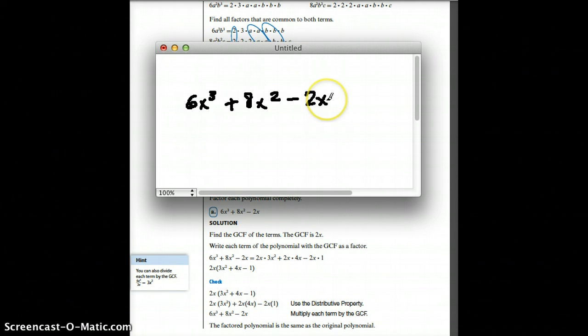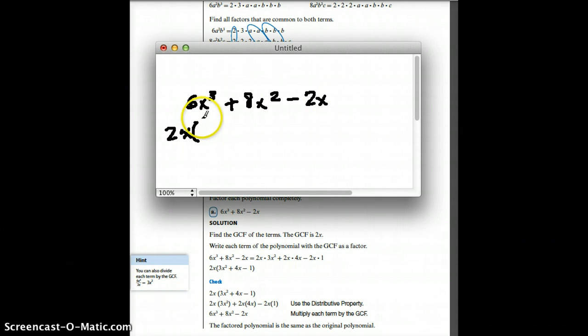They all can be divisible by 2, so we're going to factor out a 2. Let me just show you what that looks like. I'm going to put 2 here, and I'm going to divide 6 by 2, 8 by 2, and negative 2 by 2. The second thing they all have is at least one x. Notice this has 3 x's, this has 2 x's, and that's 1 x. So I'm going to factor out a 2x.